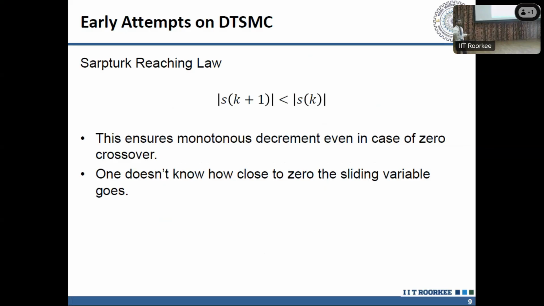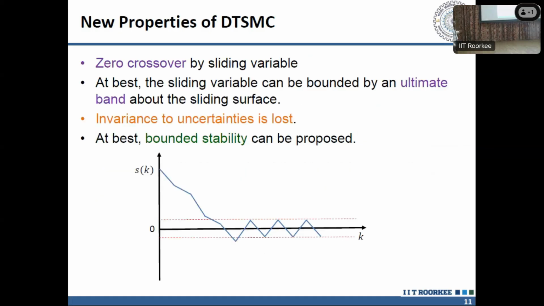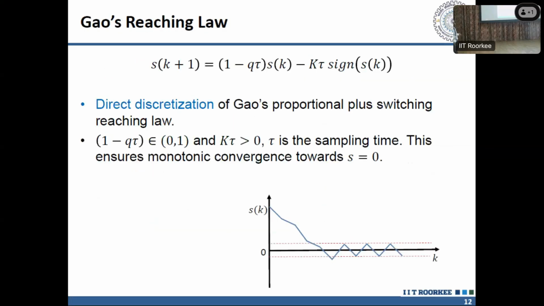So where will I go? What is the minimum value where I can go? That is not revealed by this condition. That has to be revealed by further analysis. So that was not shown here. Then the Gauss reaching law came where that analysis was made: how close we can reach to 0.